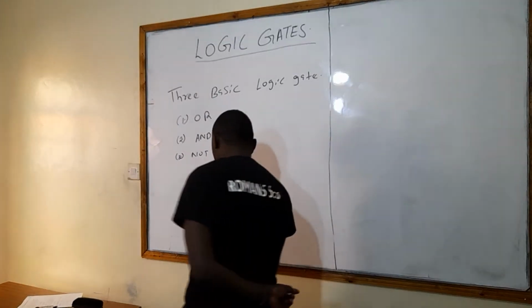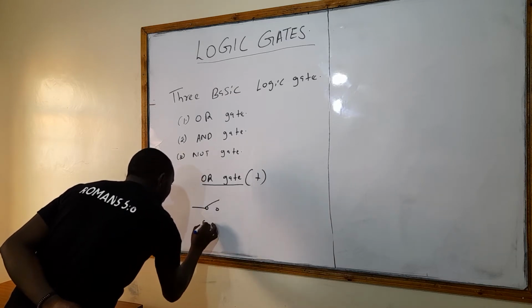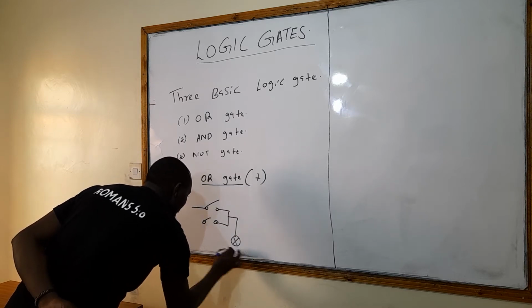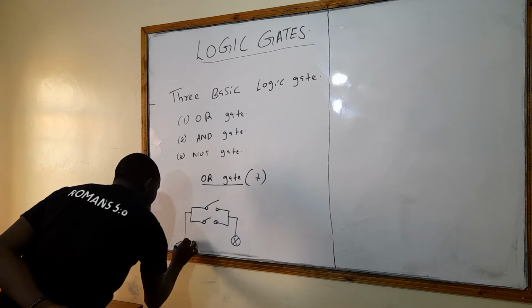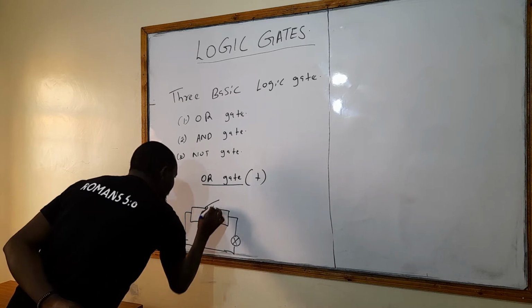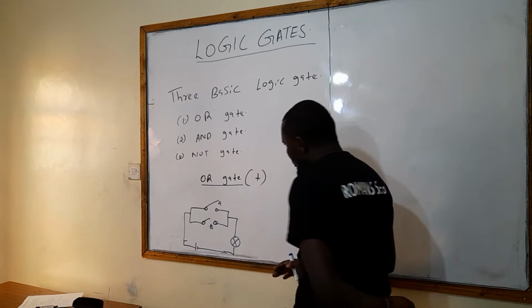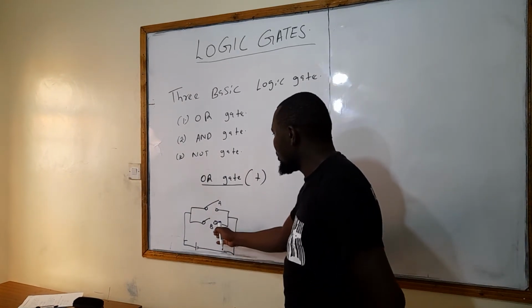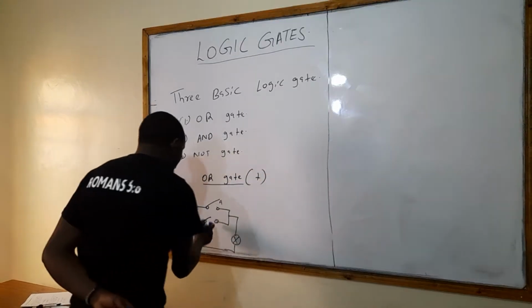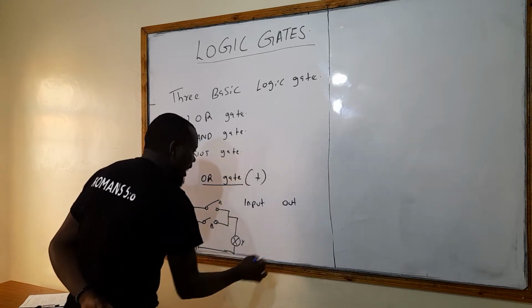Now let's draw an electrical circuit. Maybe we have a switch here and another switch here, and we connect them to a bulb. There is a source of EMF, a voltage here. So these are A and B. We want to draw the truth table of an OR gate. Let's say these two are inputs and the output is Y.